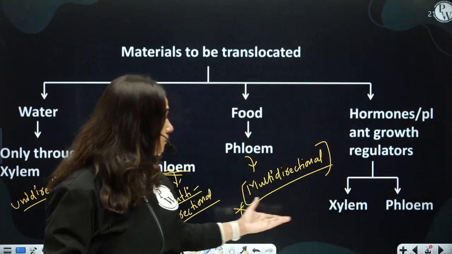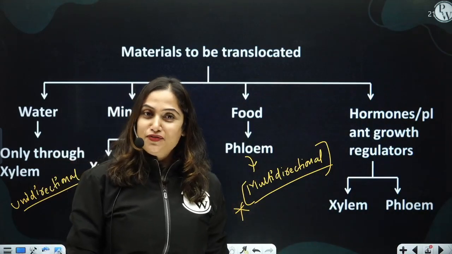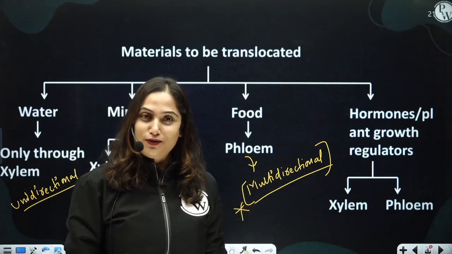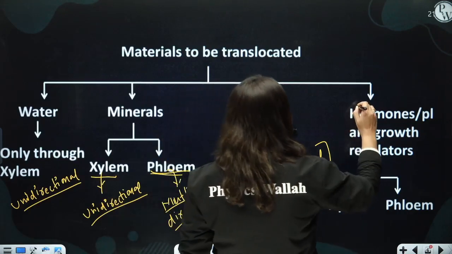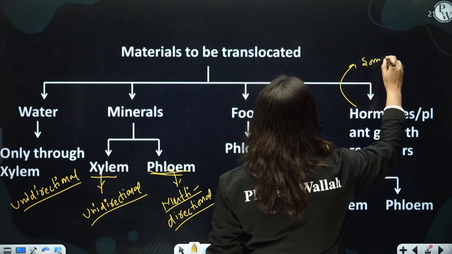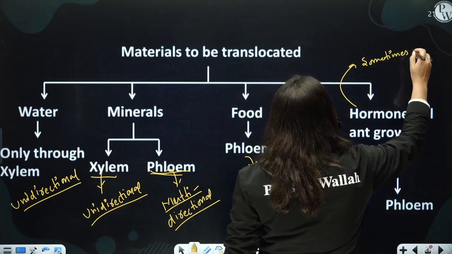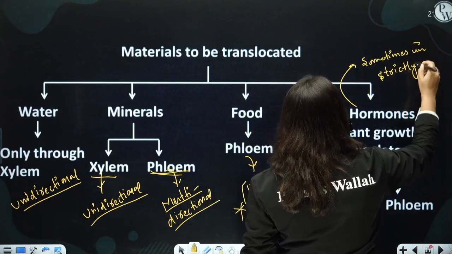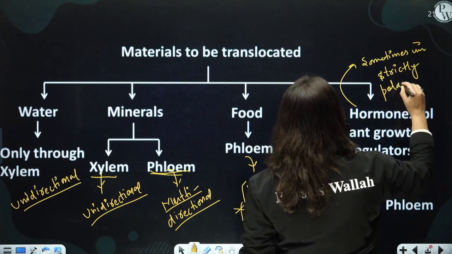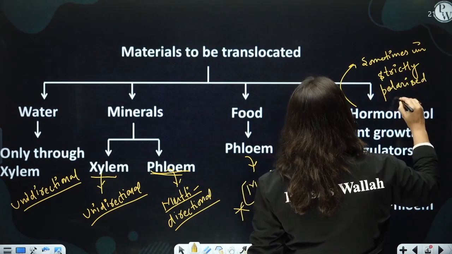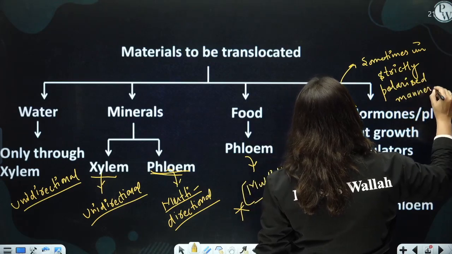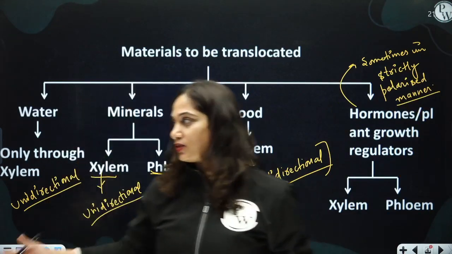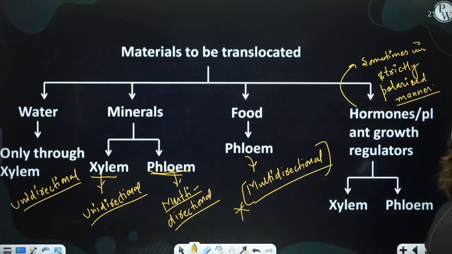Then come the hormones. The different kinds of hormones in the plants are also translocated through xylem and phloem, and it is written in NCERT that it is done sometimes in a strictly polarized manner. That means strictly in a particular direction, right? So these are the things which get translocated through xylem and phloem.